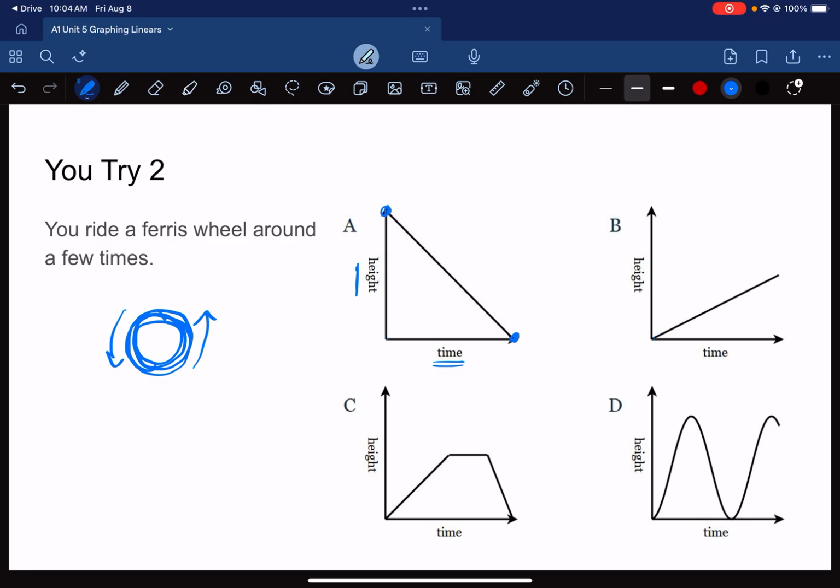Well, B is at 0, you're on the ground, and then after some time you're at some height, but you never came back down. You were continuously moving upward. This one you're continuously moving downward. And this one you're moving upward to start with, and then you stop moving upward at some point for a period of time, and then you move downward much faster than you moved upward. But then D says, I'm moving upward over time, and then I'm going downward. So I'm going upward over time. Then I get to the top, and I'm going to go downward over time. Then I get to the bottom, I'm going to go back up again, and back down again. And so that's what's happening. That's the motion of that Ferris wheel.